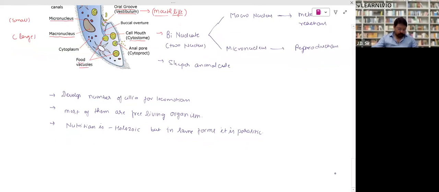Two nuclei I have told you, macronucleus and micronucleus, we have already explained. Cilia that we have discussed, and they have a contractile vacuole. Look, you can see this diagram belongs to the contractile vacuole, and do you know what is the purpose of the contractile vacuole?